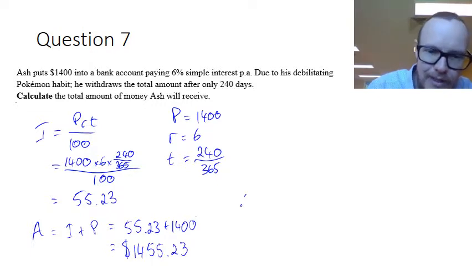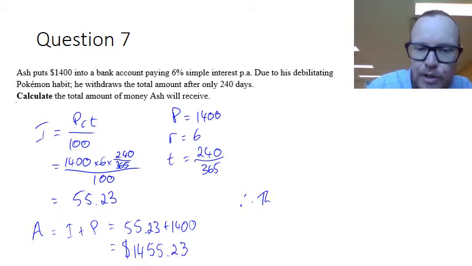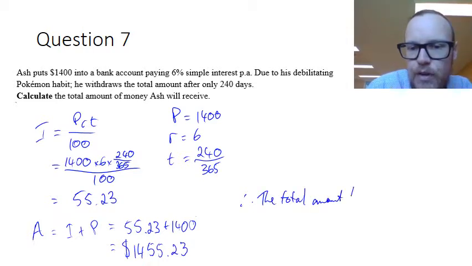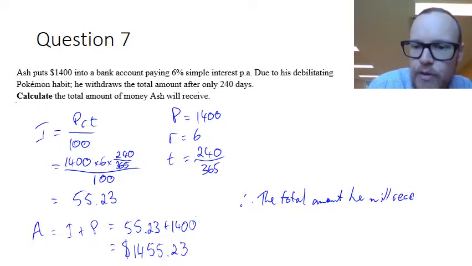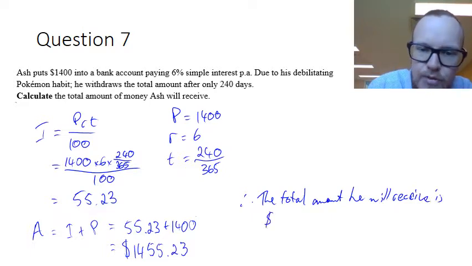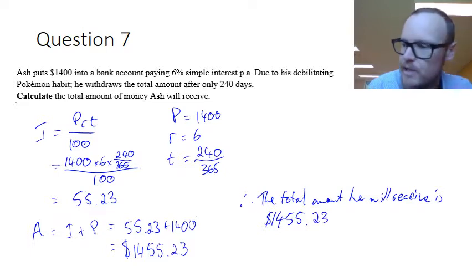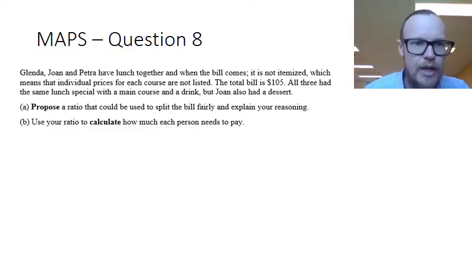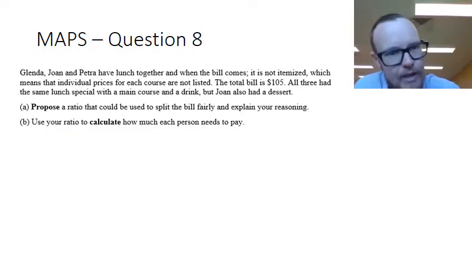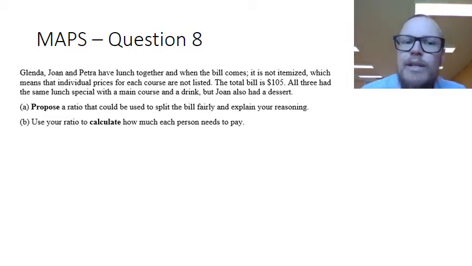Okay, so we can answer the question, therefore, the total amount he will receive is $1,455.23. Question 8, we've got our 3 people going to lunch together.